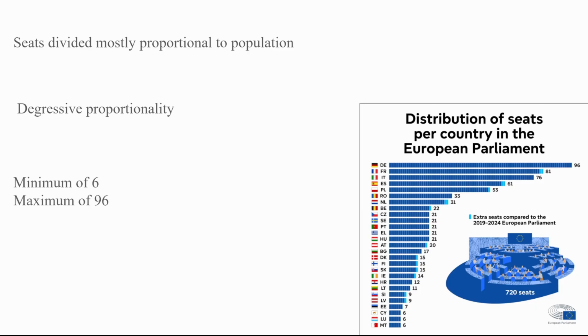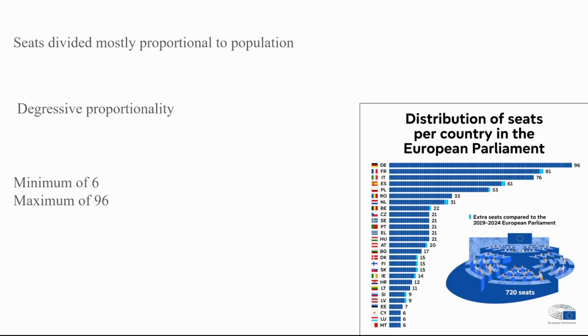And then on top of that, we also have a minimum and a maximum of seats. So we have a minimum of 6 seats and a maximum of 96 seats. And as we can see, countries like Malta are at the minimum of 6 seats. And Germany is at the maximum of 96.